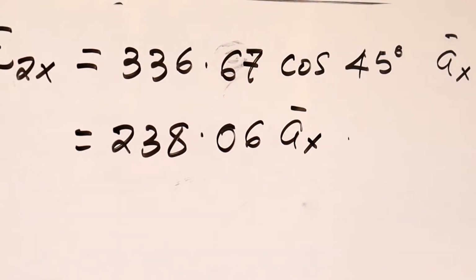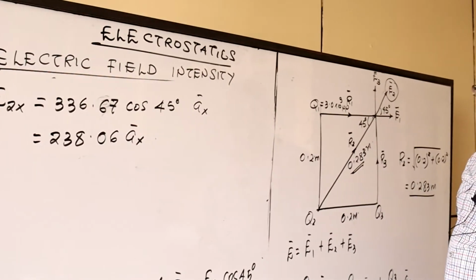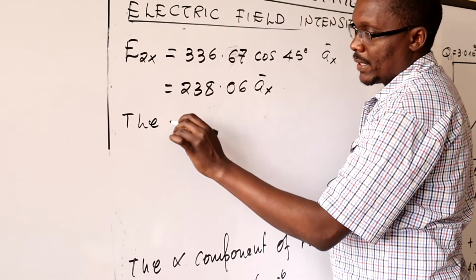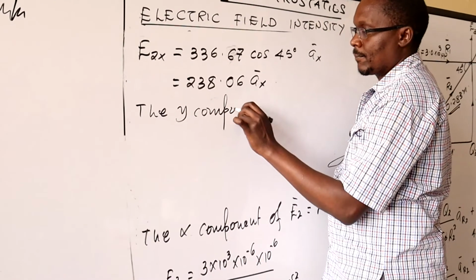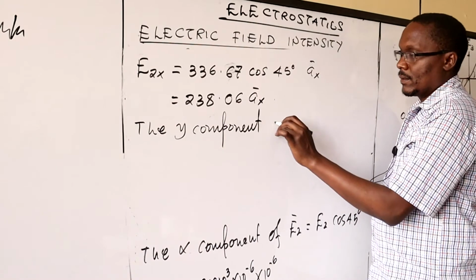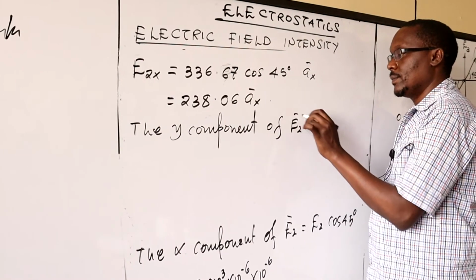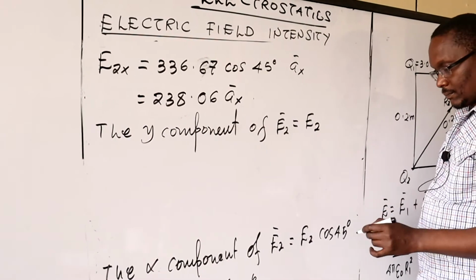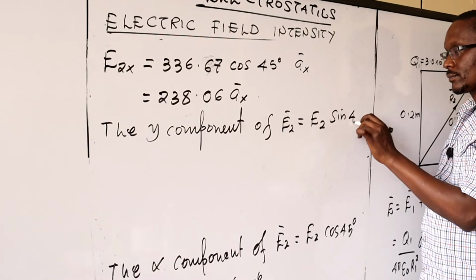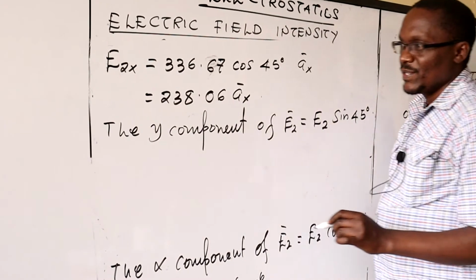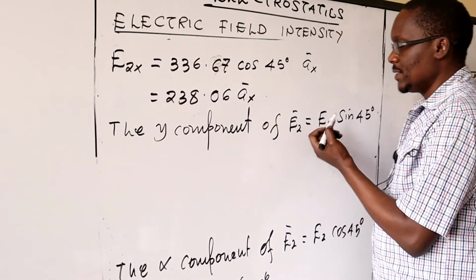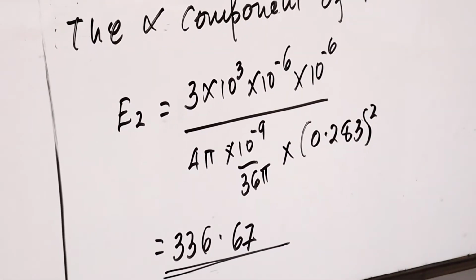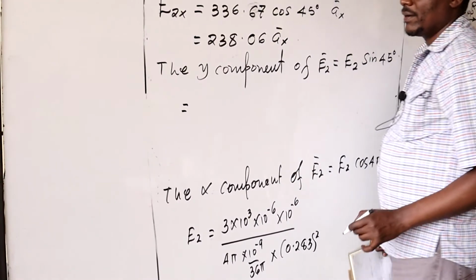Now similarly, if we resolve the same component along the y-axis, we are going to have, maybe you can say, the y component of E2 bar must be the magnitude of E2, the sine of 45 degrees. So we are saying that that y component, the magnitude is the same magnitude as what we found here, which was 336.67.